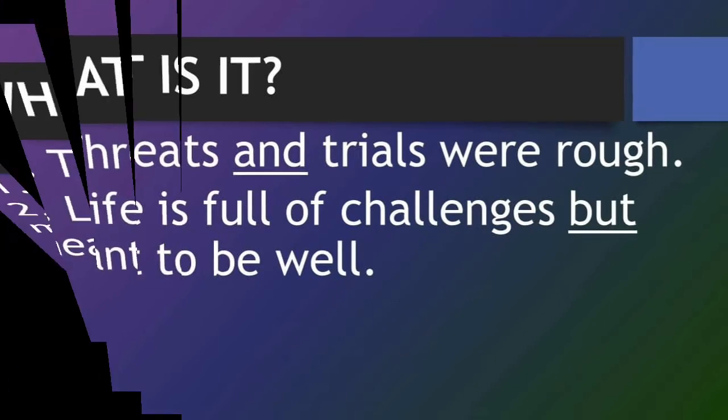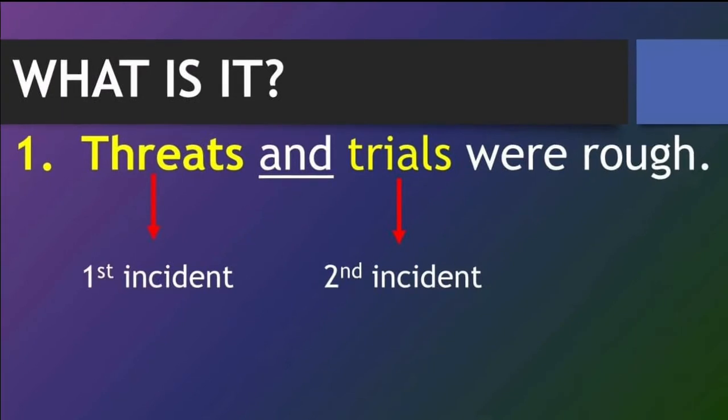Alright, time's up. Let's study each sentence. So in sentence number 1, the transition signal "and" is used to connect two incidents equally. And what are our incidents here? So the first incident is threats. Then the second incident is trials. So we used the transition signal "and" to connect these two incidents equally, which means that they are of same type. Okay, so they were both rough. So that's it.